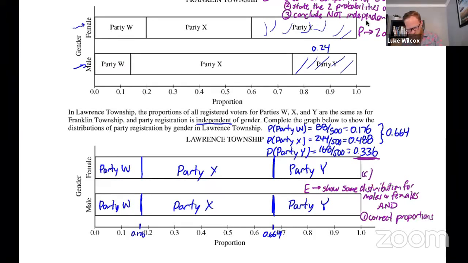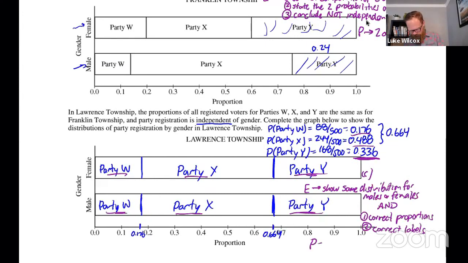And you can see those proportions here where we've calculated them, but you can also see them in the segmented bar graph, which matches the values that we calculated by hand. So we do have the correct proportions there. And then the second thing that you have to have is the correct labels on the segmented bar graph. So party W, X, and Y must be labeled in the segmented bar graph there.